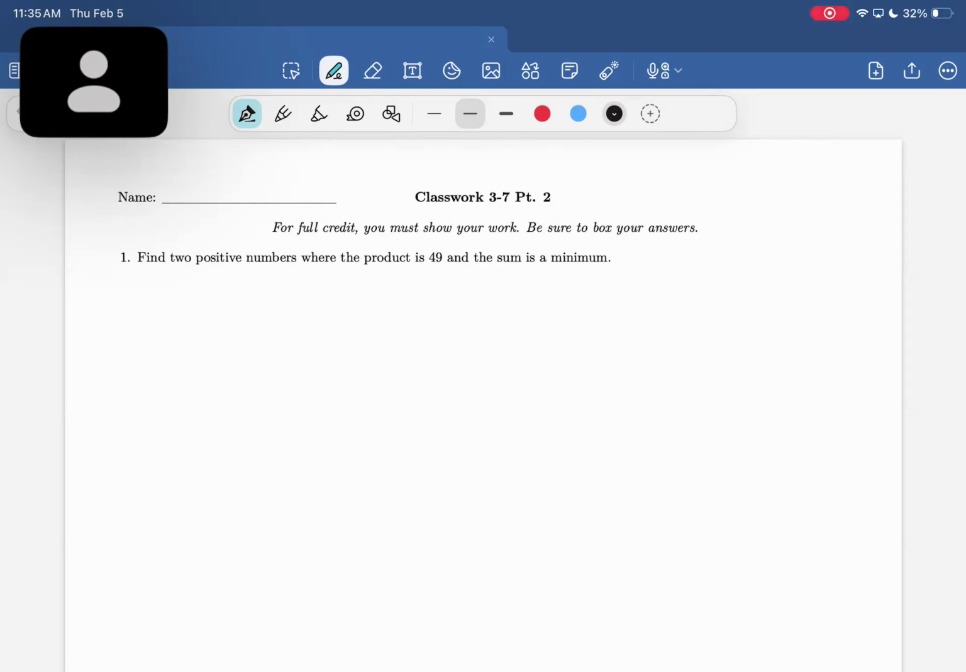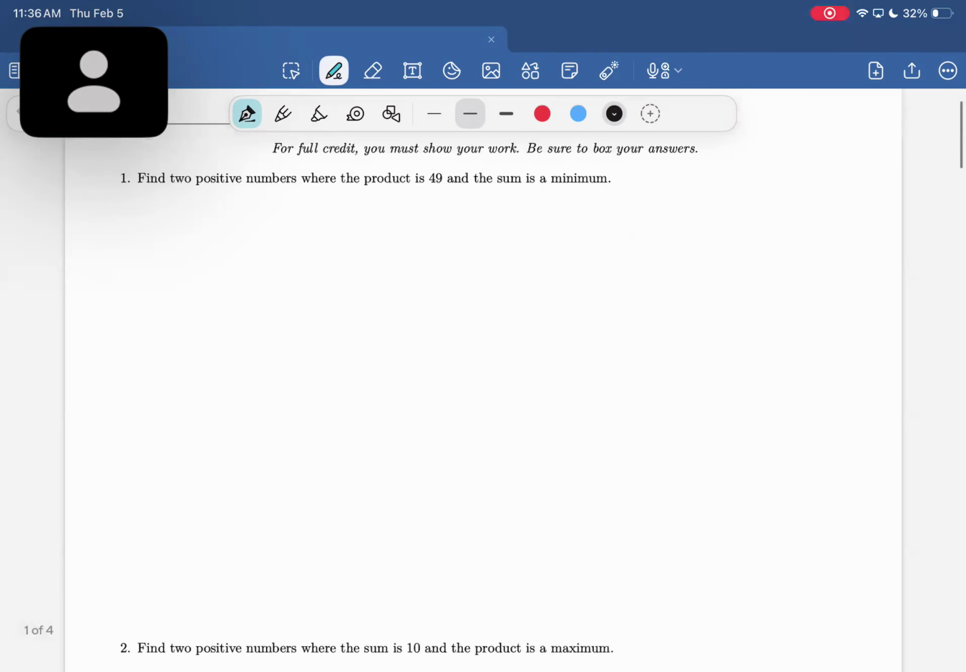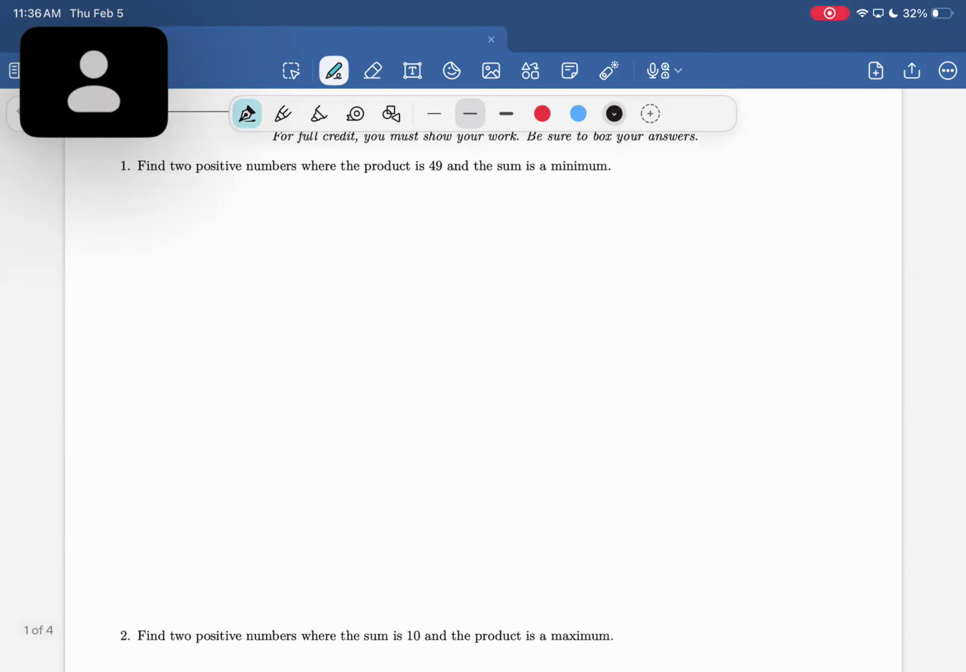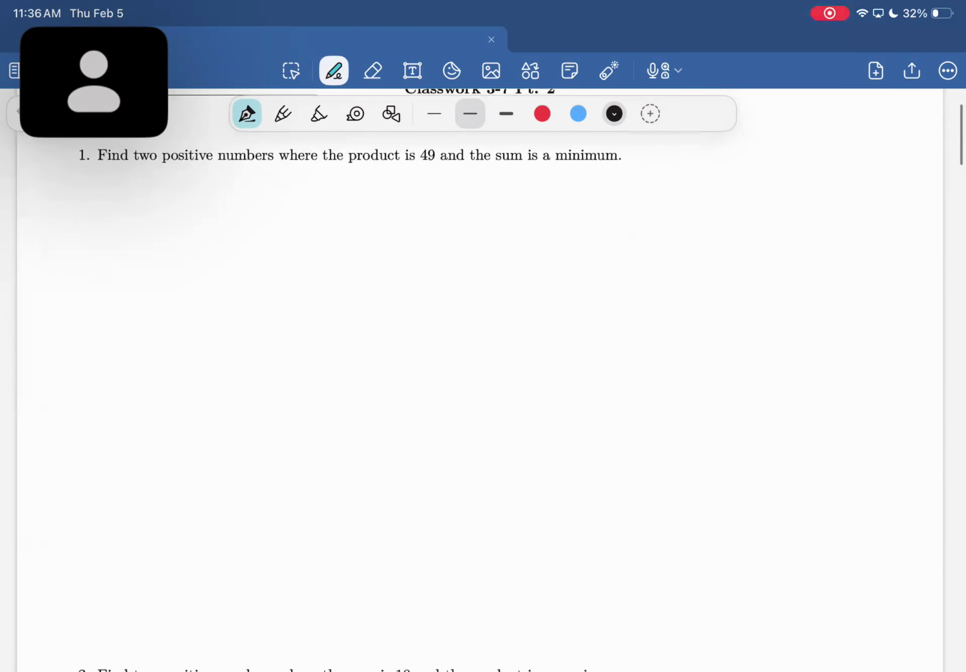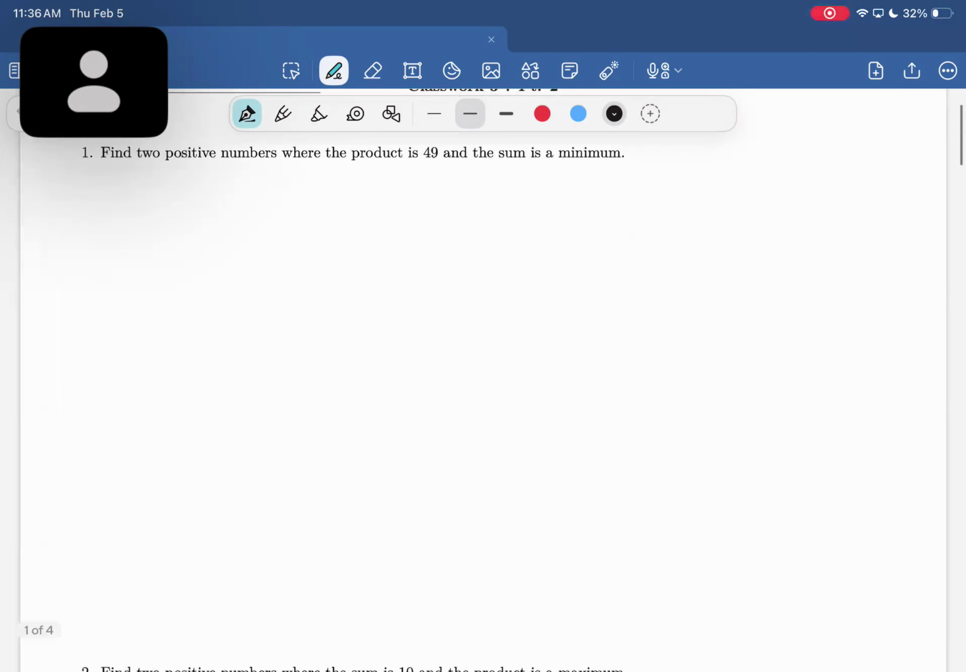Hopefully it's recording. Okay, let's do question 1. Find two positive numbers where the product is 49 and the sum is a minimum. Anybody have a guess for the answer, without even doing it? 7. Okay, answer is 7 and 7.